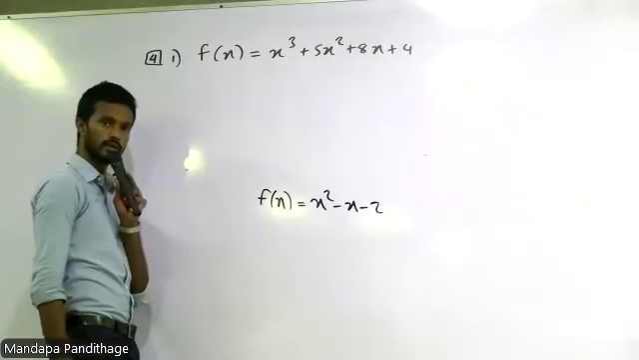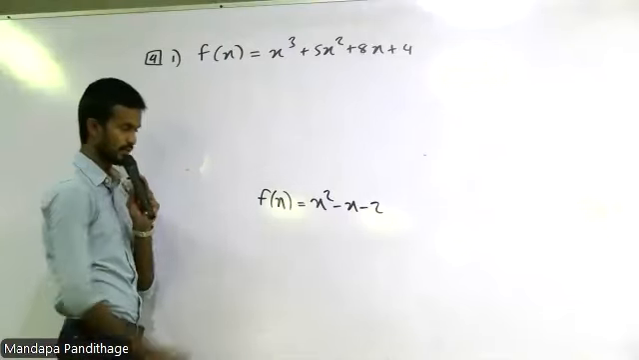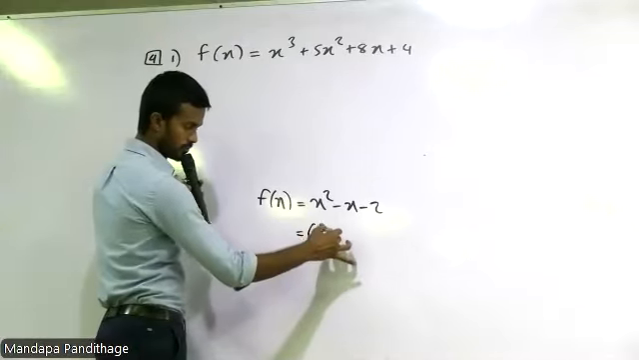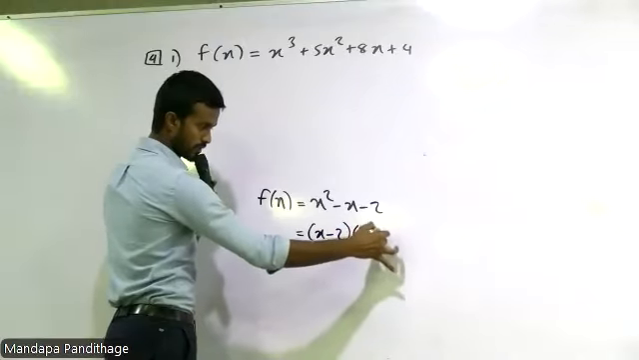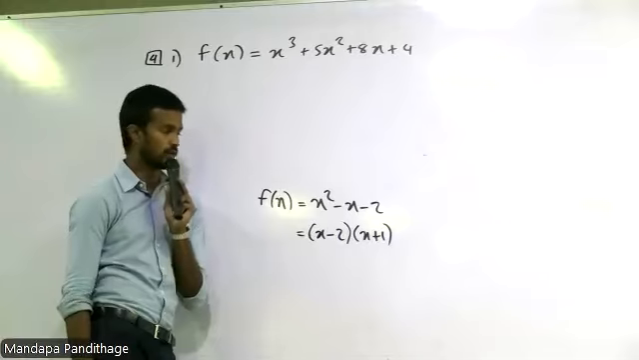This is a quadratic one. So if I ask you to factorize this one, you can easily do it. And then you can write the factors. You will write x minus 2 and x plus 1. You can directly write the two factors. That one you can do.